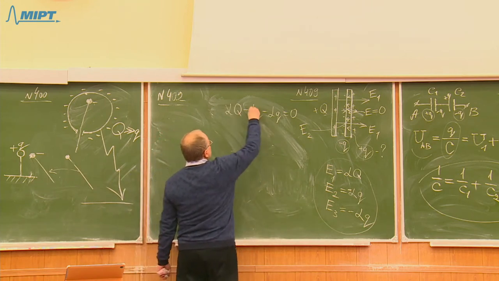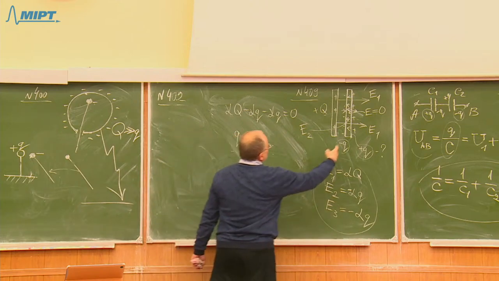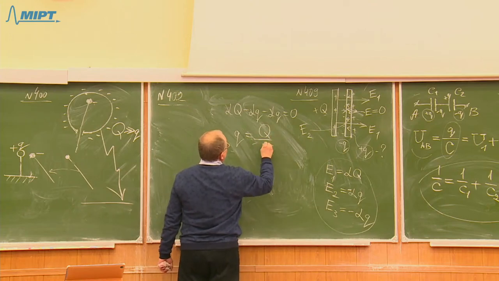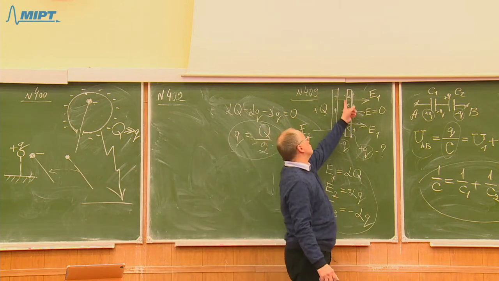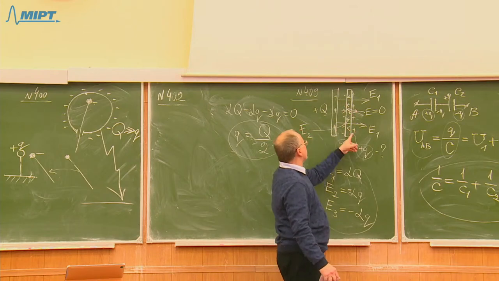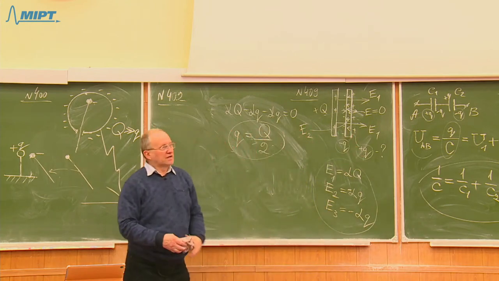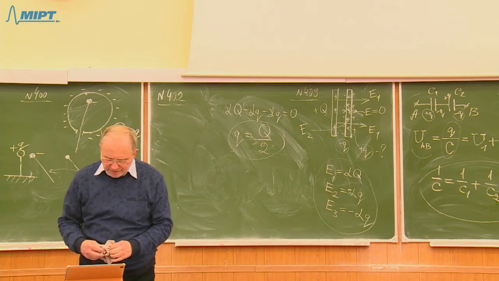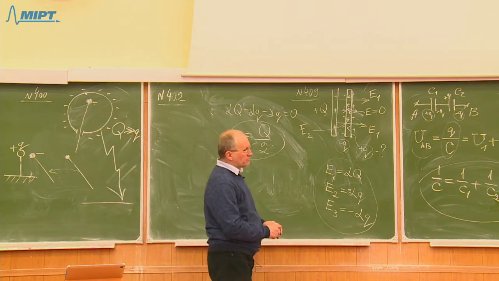Alpha will be canceled from this equation, and we immediately obtain that the small charge generated on the surface of the second plate will be equal to large capital Q divided by 2. So we have found the charge generated or induced on the side of the second plate. On the left side, this charge will be negative. On the right side, this charge will be positive. It's half the initial charge on the first plate, which was charged initially. That's the answer to problem number 409.